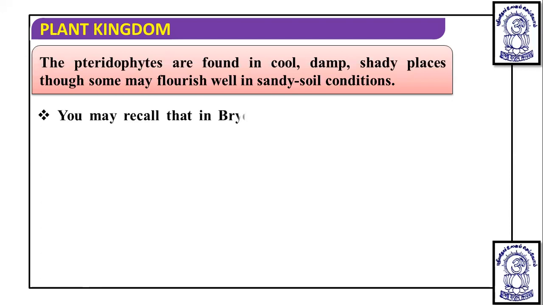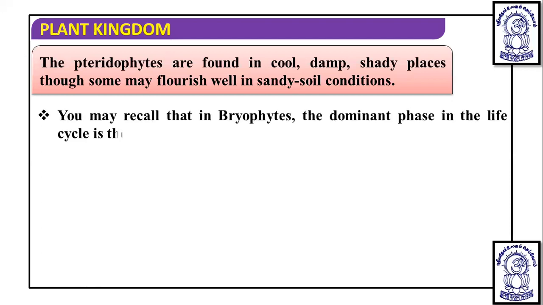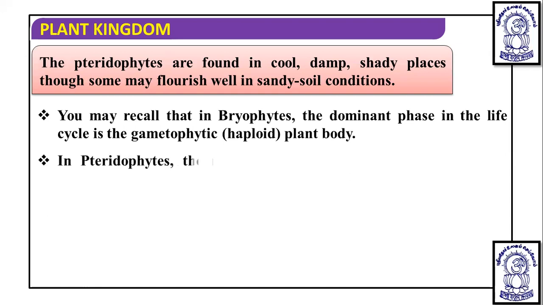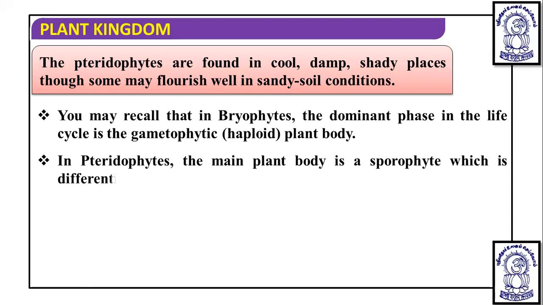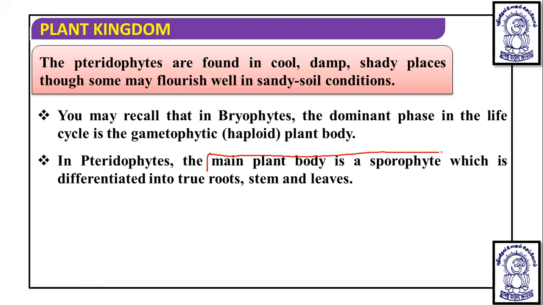You may recall that in bryophytes, the dominant phase in the life cycle is the gametophytic plant body. The haploid plant body, gametophyte type, is dominant. But with respect to that, in pteridophytes we come to know that the sporophyte is the main plant body. Dear student, you should remember this point: in pteridophytes, the main plant body is the sporophyte. And this sporophyte is a diploid body.